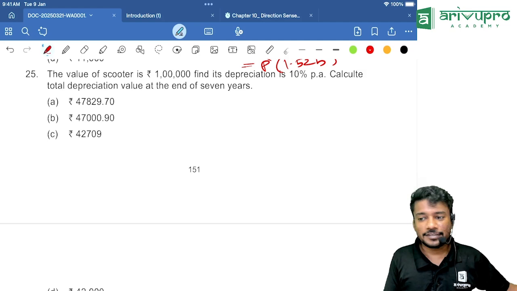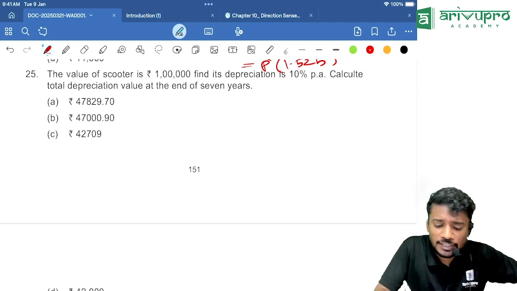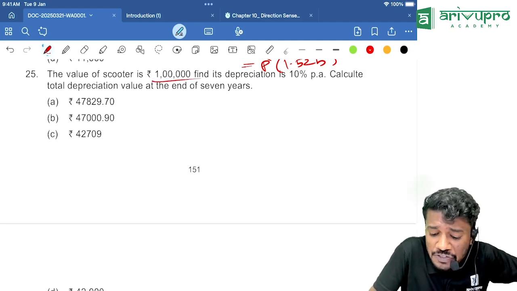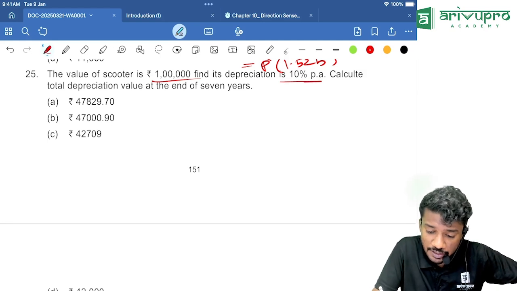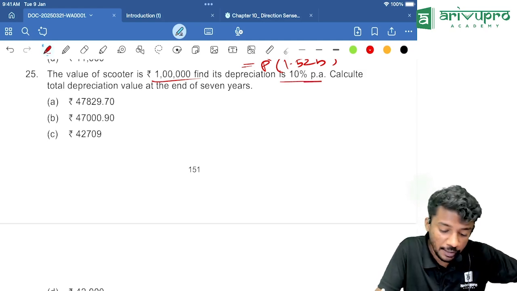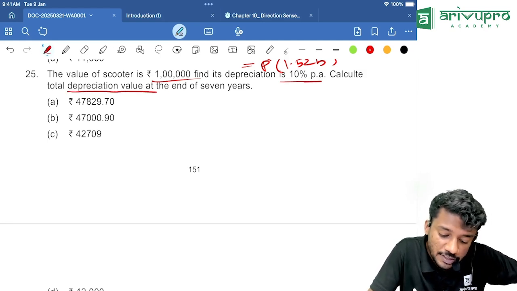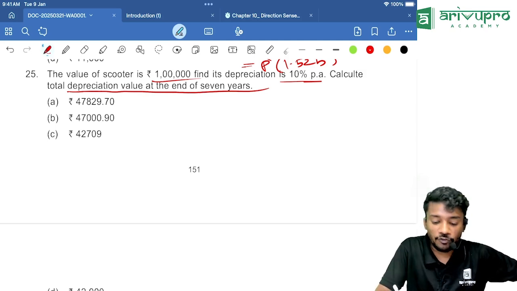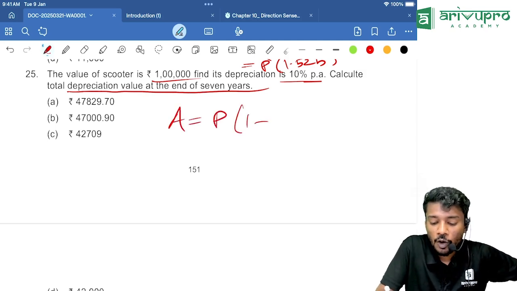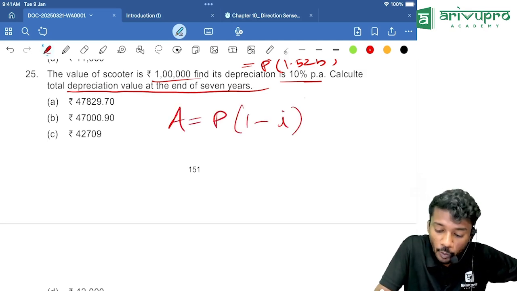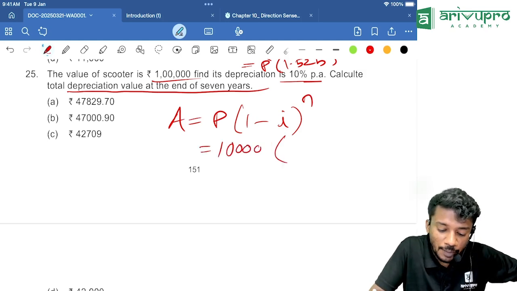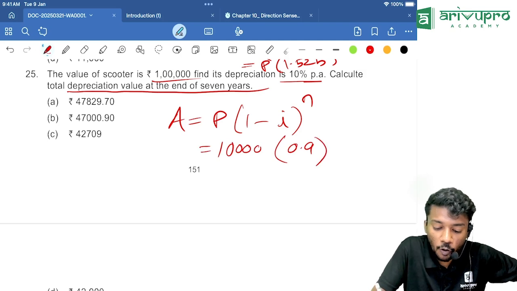First option. The value of a scooter is 1 lakh. Find its depreciation at 10% per annum. Calculate total depreciation value at the end of 7 years. What is the formula? A is equal to P into (1 minus I) the whole raised to N. Here P value is how much? 1 lakh. 1 lakh into, 1 minus I is how much? 0.9.